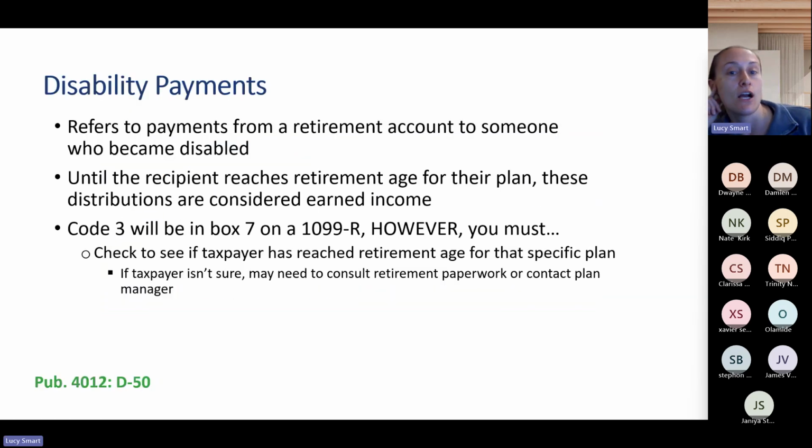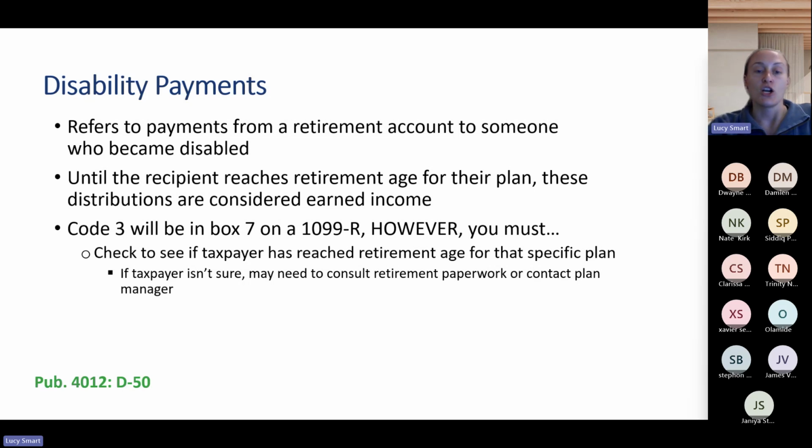Some retirement distributions are for disability payments. This is typically for someone who is not yet at retirement age, but receives distributions from their retirement account because they are no longer able to work due to disability. It is important for us to distinguish disability payments because if the taxpayer is not of retirement age for their retirement plan, the distributions get to be considered earned income and might qualify them for the earned income credit.